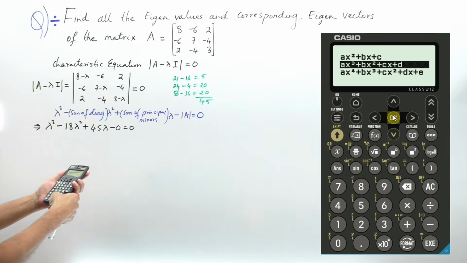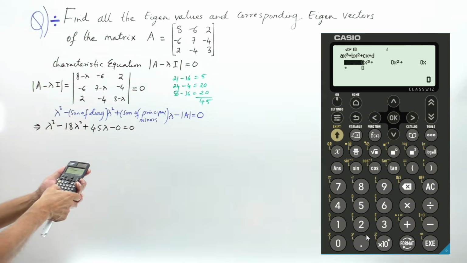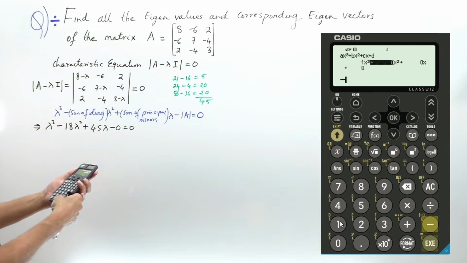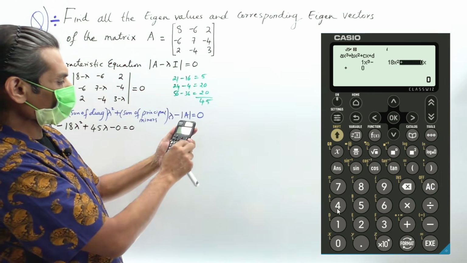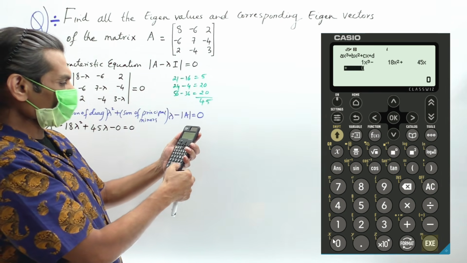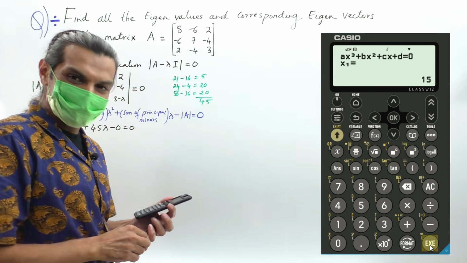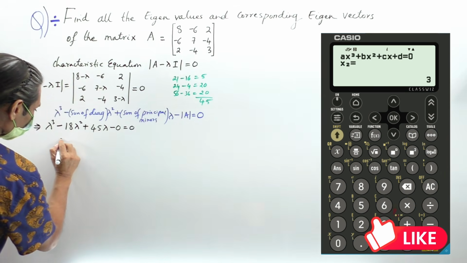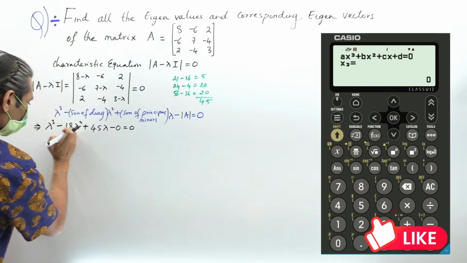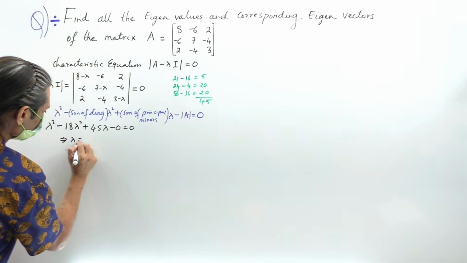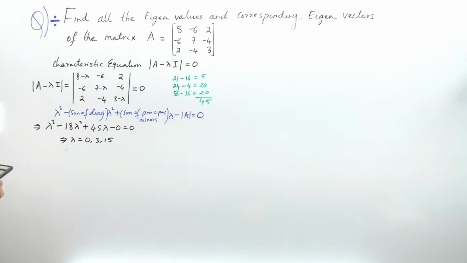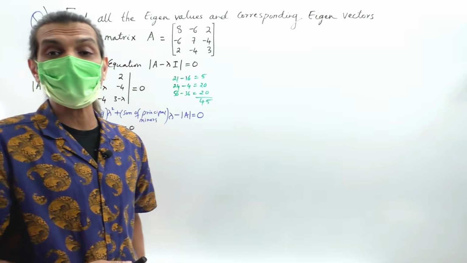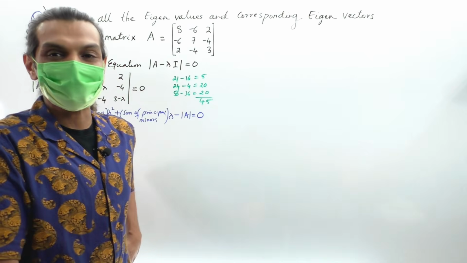Lambda 1, lambda cube. Execute minus 18. Execute 45. Execute, constant is 0, is equal to. See, we get x1 is 15, 3 and 0. 3 roots: 15, 3 and 0. So I'll write that, it implies lambda is equal to 0, 3 and 15. Now, this 0, 3 and 15, all the values of lambda are called as what? They are called as eigenvalues.